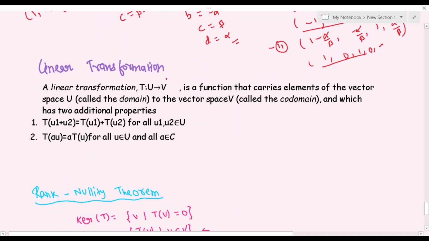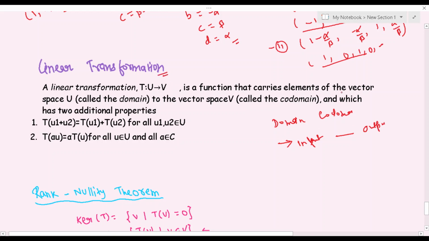Linear transformation is the same as functions, that is, domain, codomain. Basically, just like a machine. If you input some data here, the data is processed, and you get some output. The same way it works here. Linear transformation. So what is linear transformation?